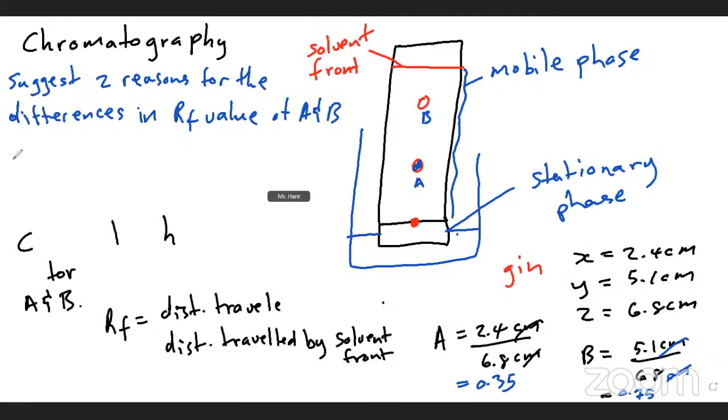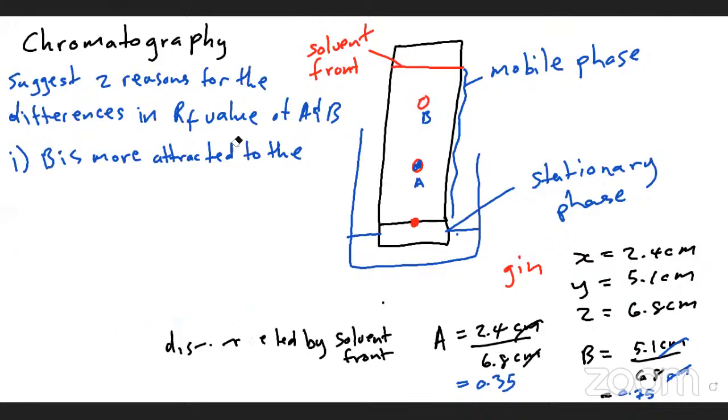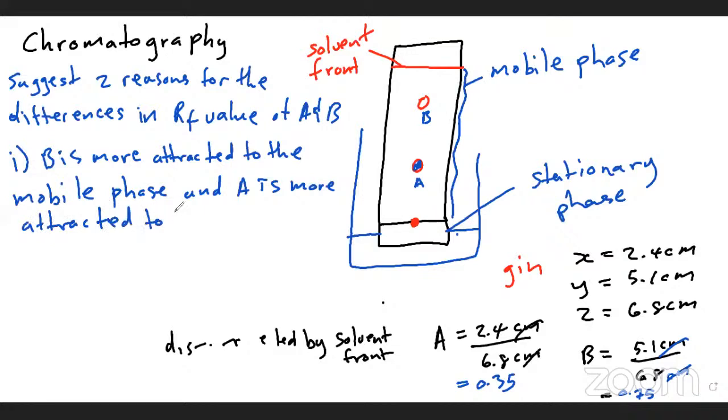All right, so my two reasons, I'm going to put them now. One, B is more attracted to the mobile phase, and A is more attracted to the stationary phase.